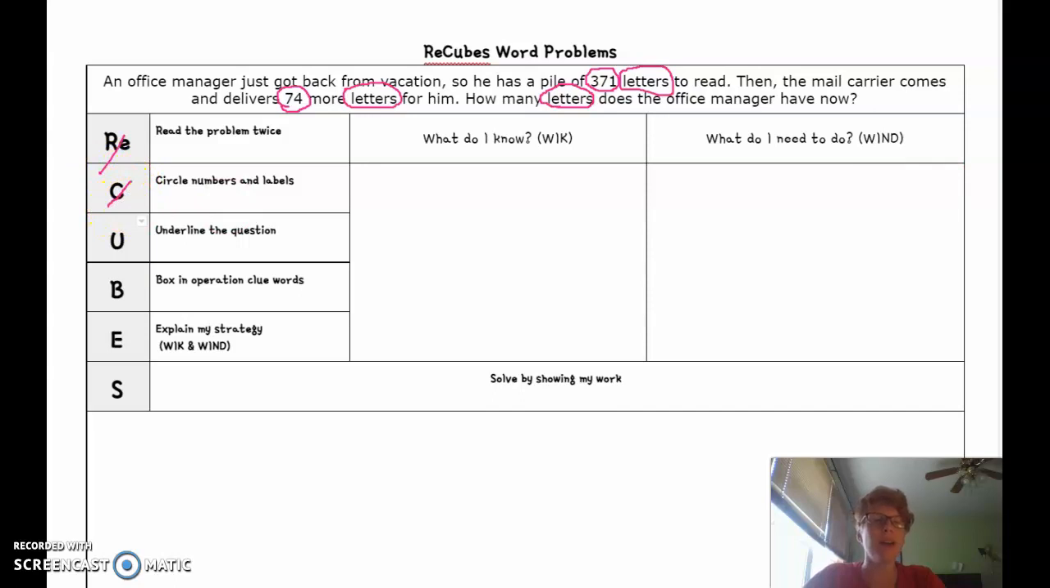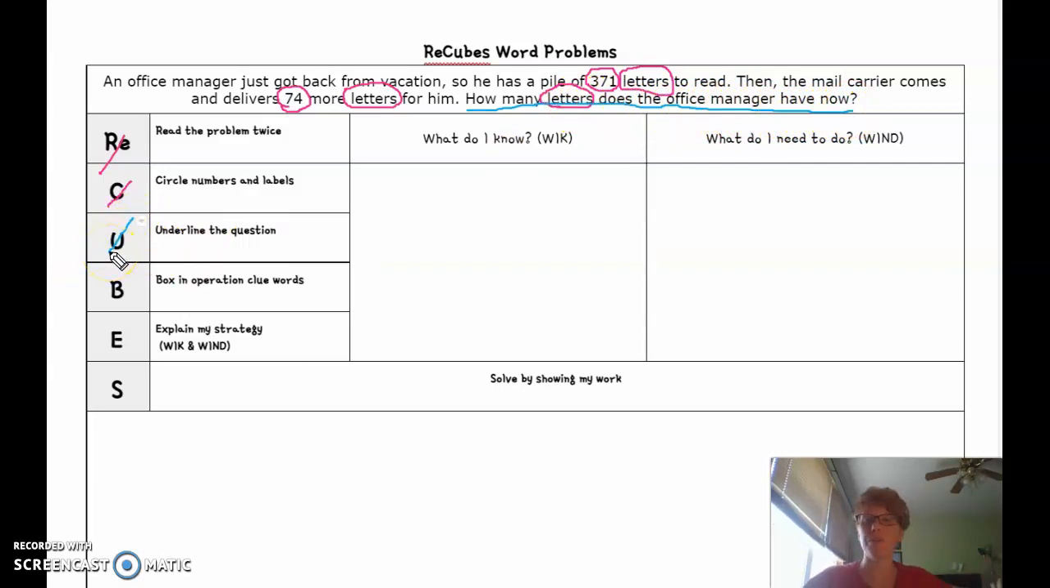Now I want us to underline the question. Now the question is, what is the word problem asking us? What is our ultimate goal in the very end? What are we trying to do? And we are trying to figure out how many letters does the office manager have now. So please underline that.